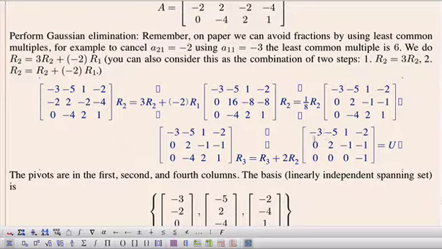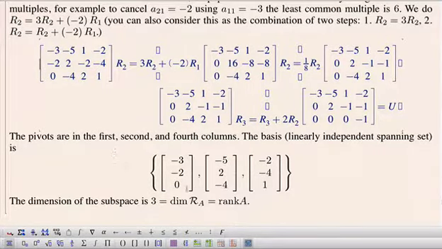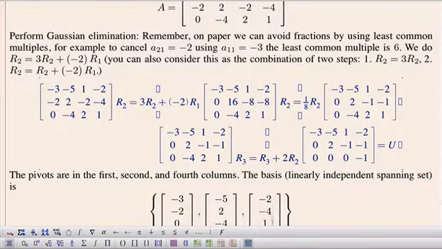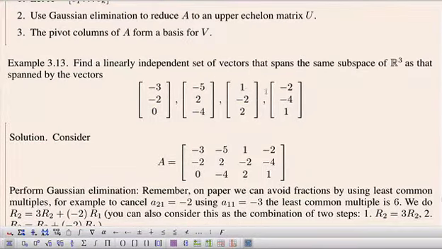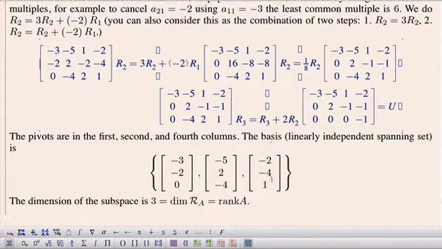and the pivots are in the first, second, and the third column. So that means the basis, which is a linearly independent spanning set, is the first, second, and the fourth column, or fourth vector of the original matrix. And the dimension of the subspace is 3 because we have 3 basis vectors. And that's the same as the rank of the matrix.